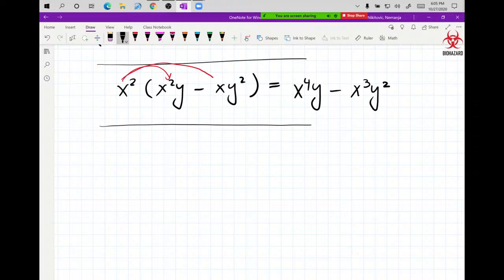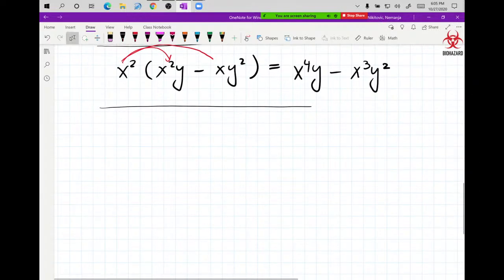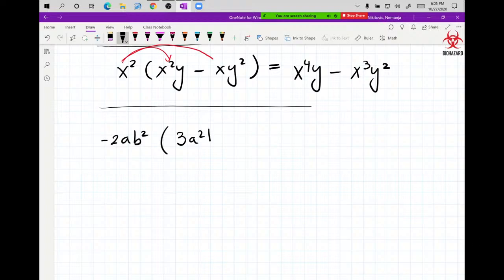And let's make one up. And then we're moving to the binomials. So here we have negative 2ab squared times 3a squared b minus 4ab squared plus 9a minus x, just to make it as annoying as possible.